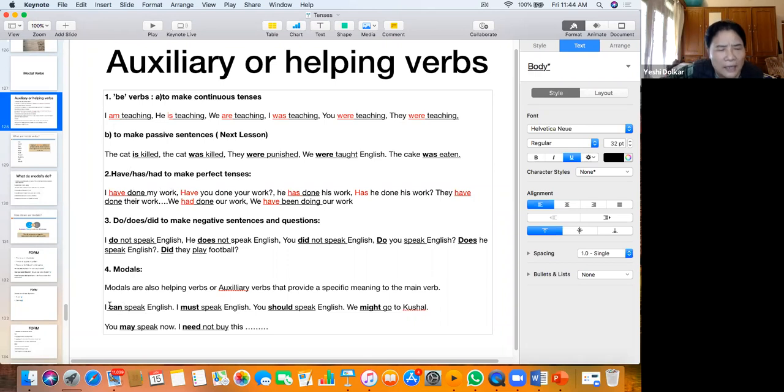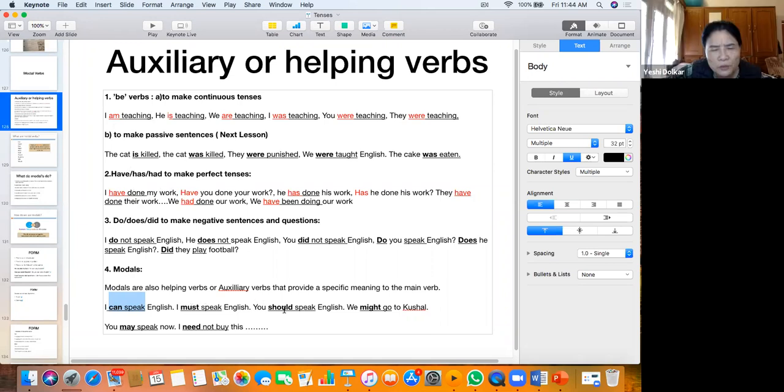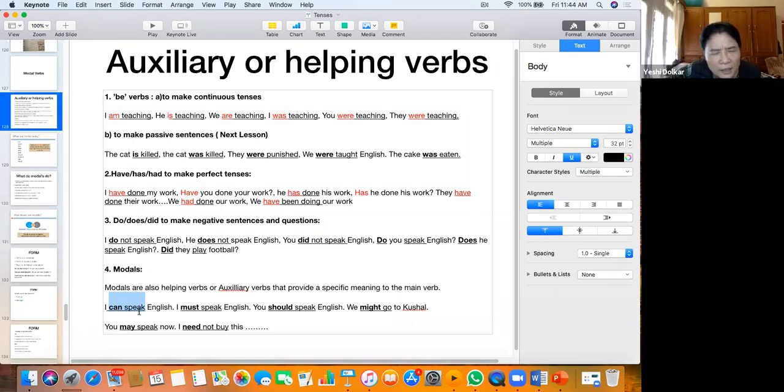See, I'm using I can speak. I must speak. You should speak. We might go. You may speak. So I'm using may with speak. These are helping verbs. See, they're helping the main verb.